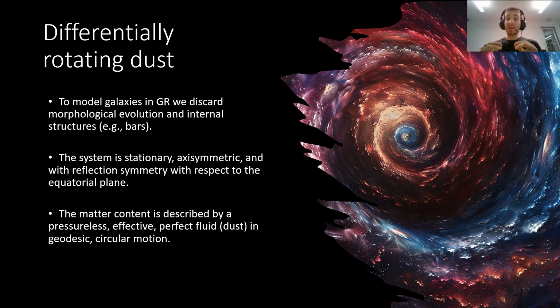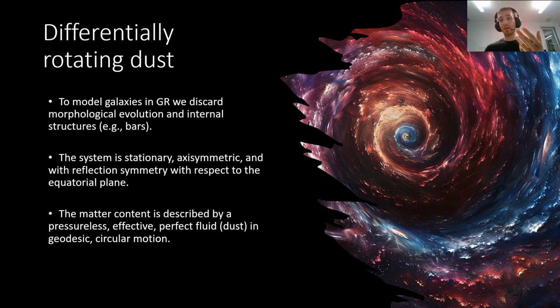To finalize the description of the system, obviously we have to say how we describe the matter. The matter of the system will be described within the perfect fluid approximation. Particularly, since we are looking at a self-gravitating system in which pressure should not play an important role at the scales considered, galaxies or possibly dark matter halos themselves, we are going to use pressureless dust in geodesic circular motion. So this is how we build a model.